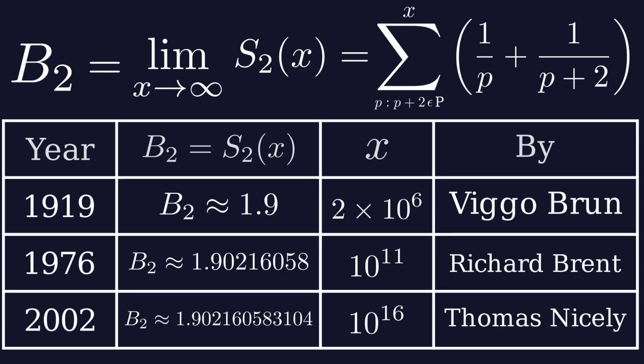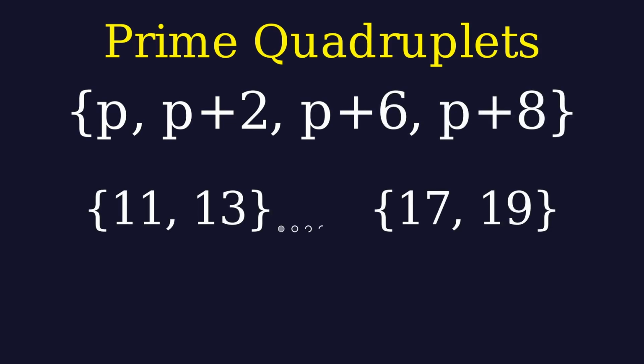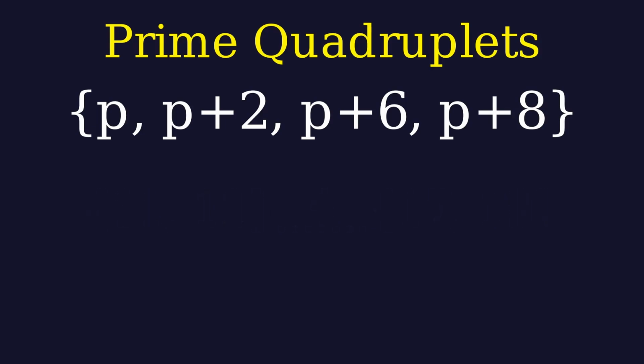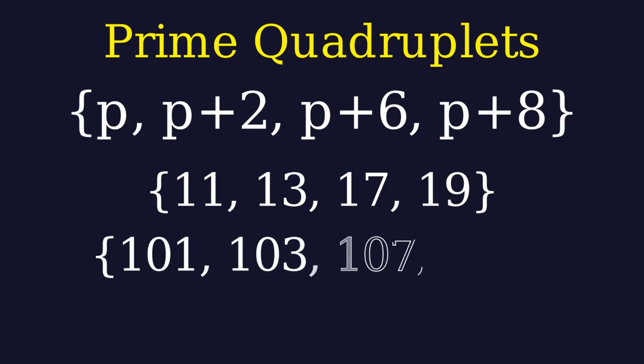Besides twin primes, there are other types of prime constellations that can be used to define similar constants. One of them is prime quadruplets, which are sets of 4 prime numbers of the form p, p plus 2, p plus 6, and p plus 8. In other words, a prime quadruplet is a pair of 2 twin primes separated by a distance of 4. For example, 11, 13, 17, 19, and 101, 103, 107, 109 are prime quadruplets.